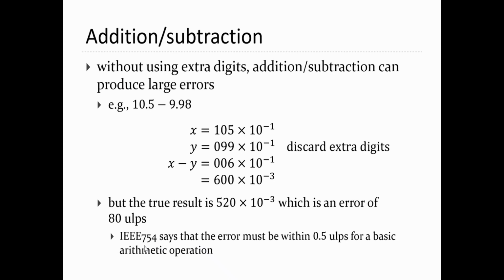Because the IEEE standard says that when you add or subtract two values, and I think multiply or divide as well, your answer must be within 1/2 an ULP of the true answer. But we're 80 ULPs away, so we're 160 times too big in terms of our error, which is terrible. Notice that the absolute value of the error is relatively small, 80 times 10 to the minus 3. But when you compare that value to the true value, you realize that error is actually large relative to the true value.